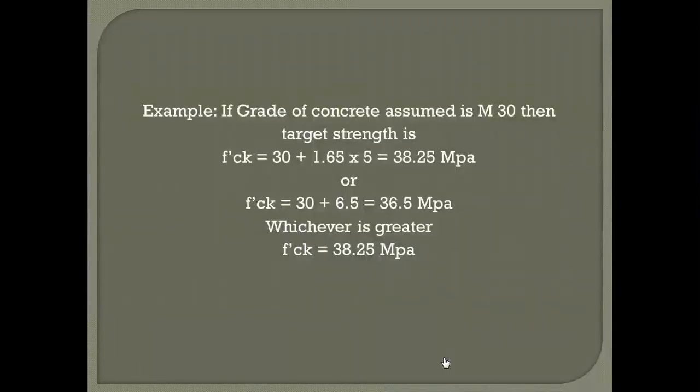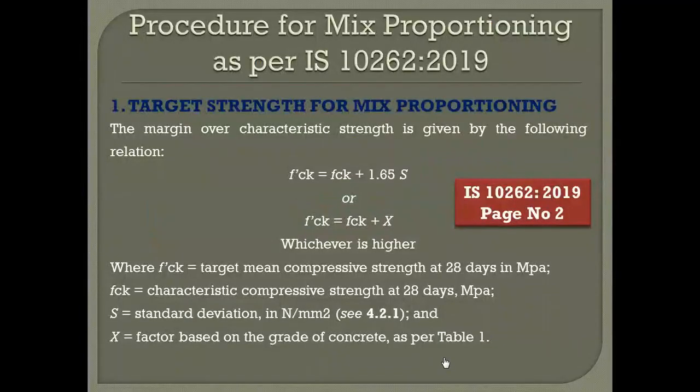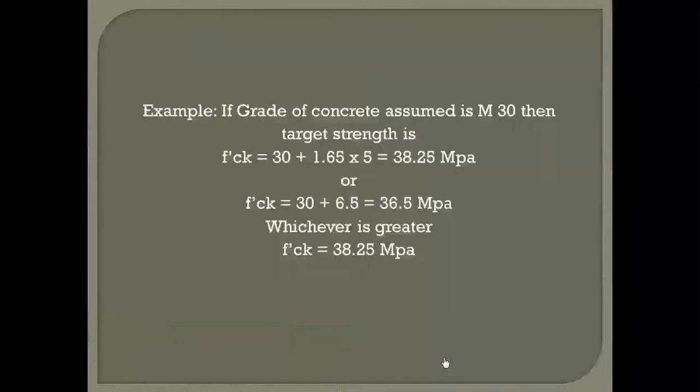So one example I have put up here. If the grade of concrete assumed is M30, M means, you know what M is, mix. That is nothing but the characteristic strength. Then the target strength is obtained from the formula you saw in the first slide: f dash ck is equal to fck plus 1.65s, or f dash ck is equal to fck plus x. So the same formula we have used. f dash ck is equal to fck, that is 30, plus 1.65.